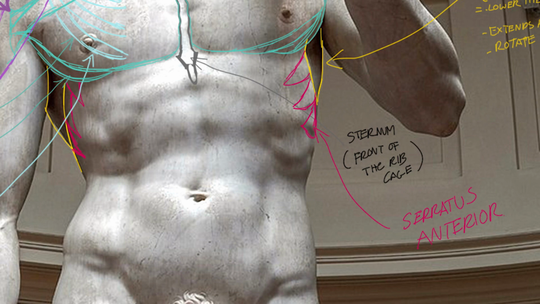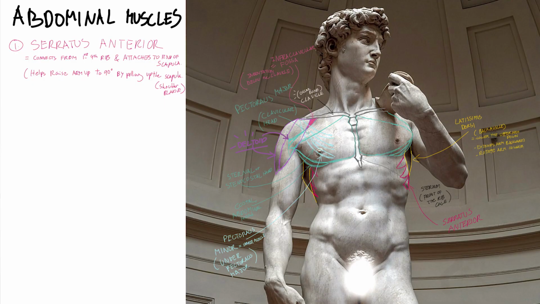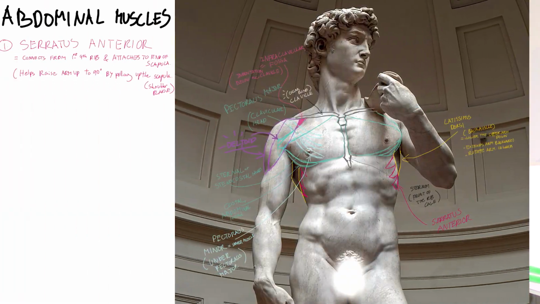Serratus anterior connects from the 1st to 9th rib, or sometimes 1st to 8th rib, and it attaches to the end of the scapula, which is known as our shoulder blade. This muscle helps us raise our arms up all the way, 90 degrees, all the way to the top part, and also helps us pull our scapula up. So when we have this movement going upwards, it's pulling our scapula upwards.